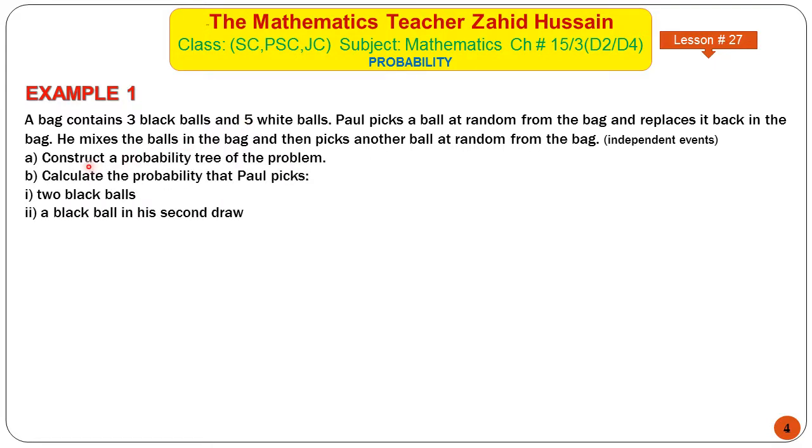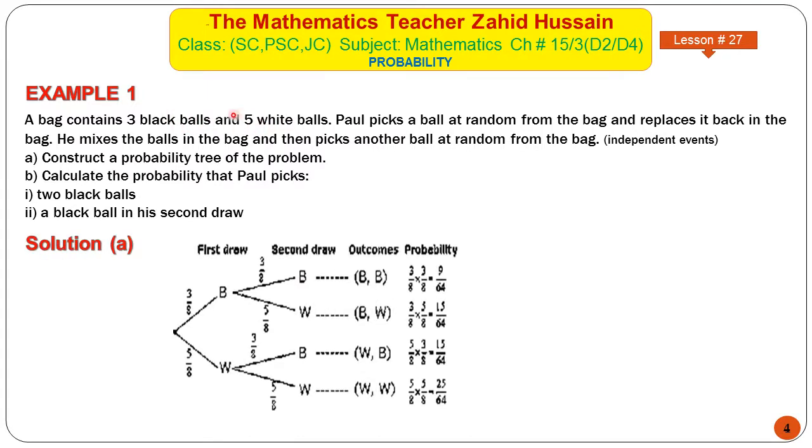Then in part A you are asked to construct a probability tree of the problem. Calculate the probability that Paul picks two black balls, a black ball in his second draw. So this is the case that a bag has 3 black balls and 5 white balls. So there are two outcomes. When you pick a ball, there may be a black ball or there may be a white ball. So this event has two outcomes, black ball and white ball.